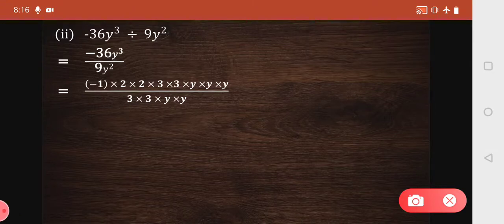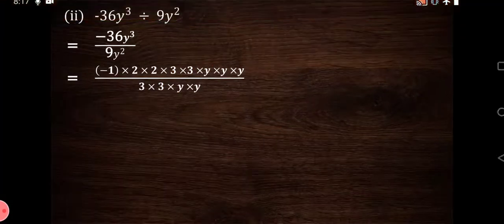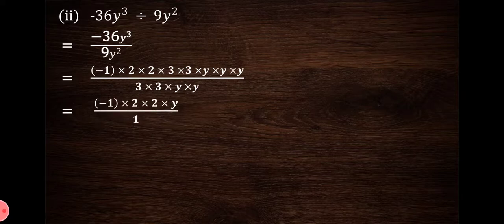After making the factors, let's see what we can cancel in numerator and denominator. You can see minus 1, no minus 1 is seen in the denominator. 2 times 2 is there in the numerator, but in the denominator no 2 is there. So we can go for 3. Yes, we can see 1 time 3 both up and down. Again second time, 3 also we can see in numerator and denominator. Then 2 times y we can see in both. So in the numerator we will be left with minus 1 into 2 into 2 into y, and in the denominator 1 will be left. So we write equal to minus 1 into 2 into 2 into y upon 1, that is equal to minus 4y.